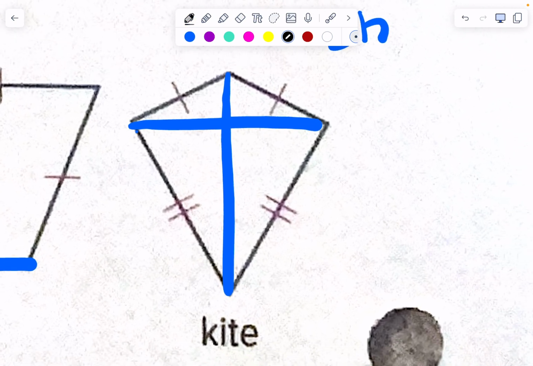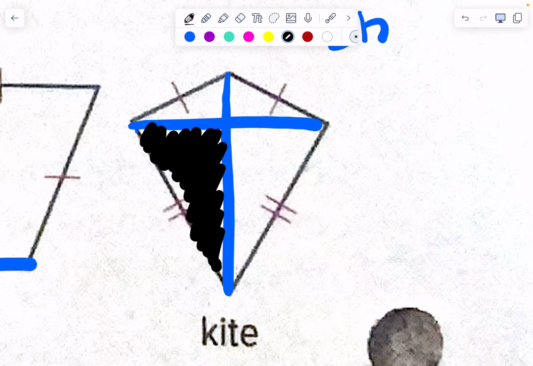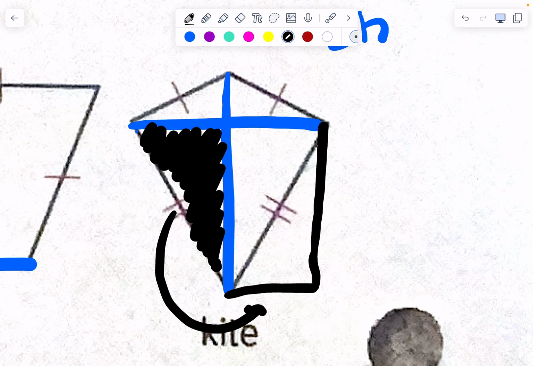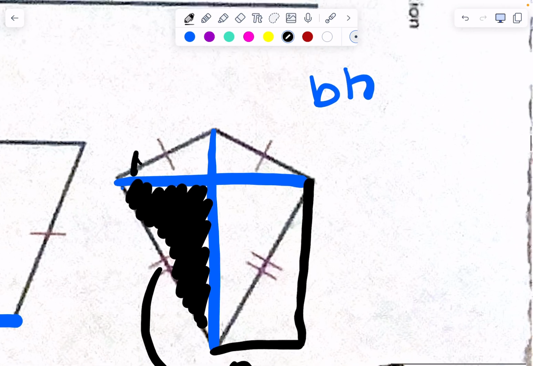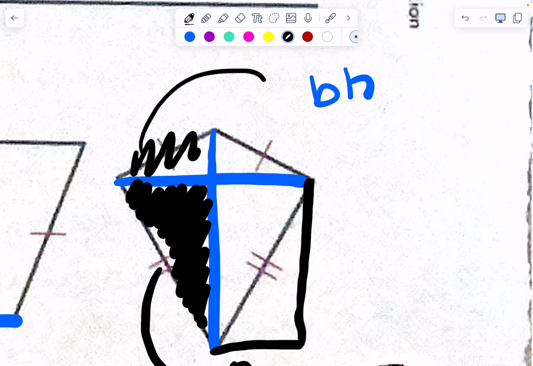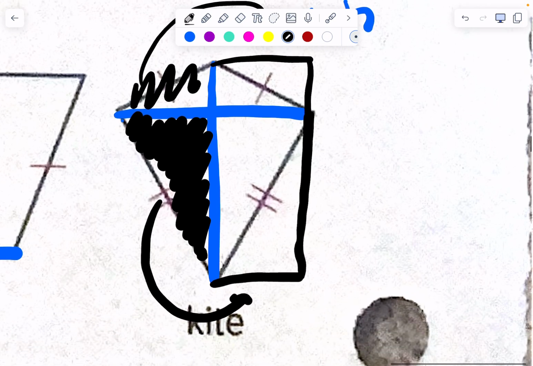Take the bottom left and right and put them next to each other. Yeah. Okay, I'm going to chop this off, rotate it around, and lay it right here. You see that? I'm going to take this top one, chop it off, rotate it around, and set it right here. Okay, so let's come up with a formula for a kite.